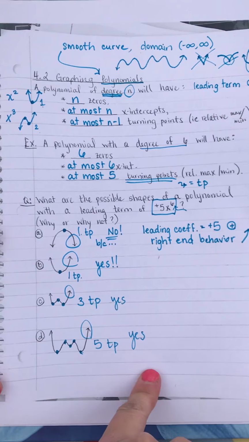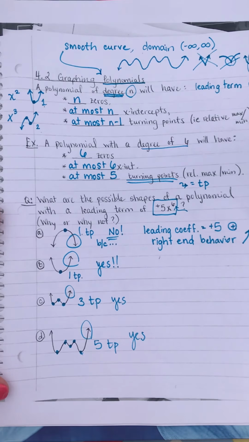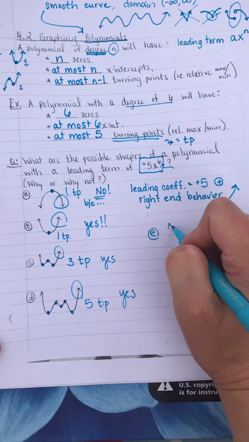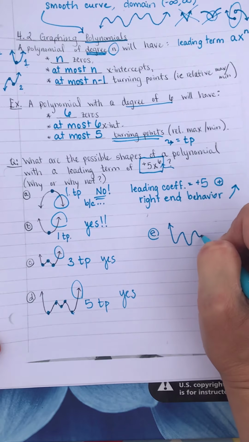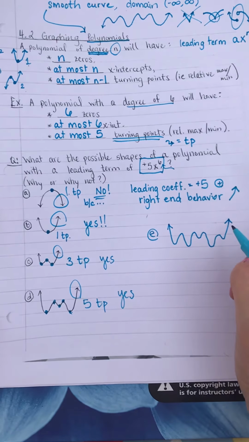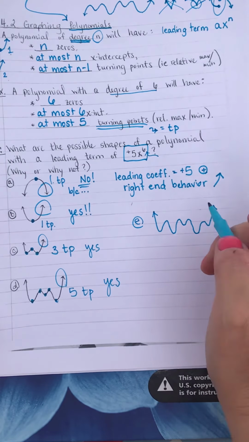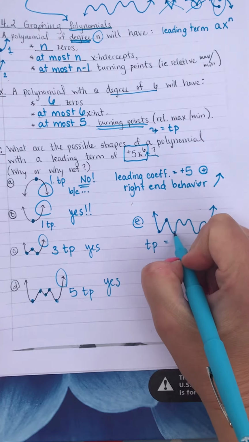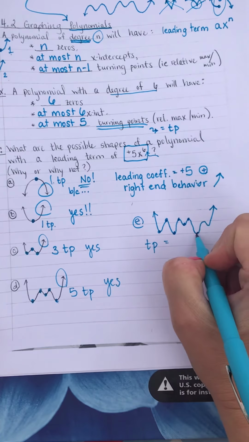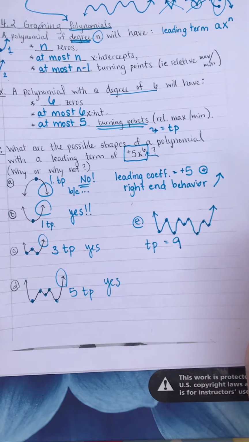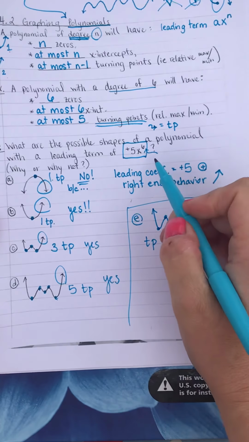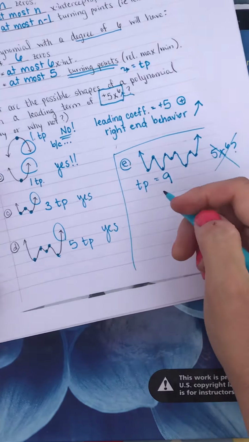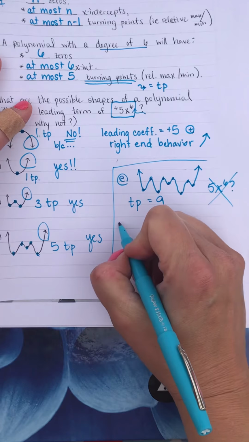Now, I couldn't fit this on my paper before I took a picture of it and saved it as PDF, but I wanted to include a part E. What about, I don't know, I'm just drawing. What about something like this? Well, the answer is no. Why? Because how many turning points does this have? 1, 2, 3, 4, 5, 6, 7, 8, 9. 9 turning points. Okay, so this is not a 5x to the 6th? Absolutely not.